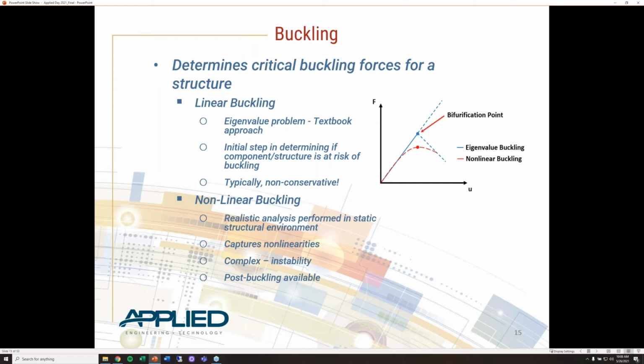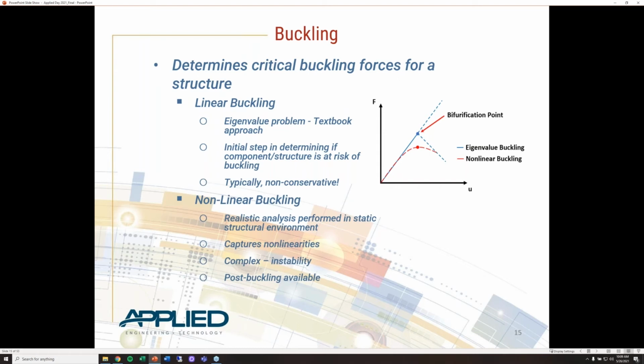Nonlinear buckling is a more realistic analysis that we actually perform in the static structural environment, which is the previous environment that we discussed. In the static structural environment, we can capture all the nonlinearities, all the complex contact. A lot of times buckling analysis is not stable, and so it can be a little bit more challenging. But another advantage of nonlinear buckling is that if we can get all the buckling to solve, we can actually look at the post-buckling shapes and load carrying capacities of a post-buckled member. And so a lot of advantages to nonlinear buckling, although it is significantly more computationally expensive.